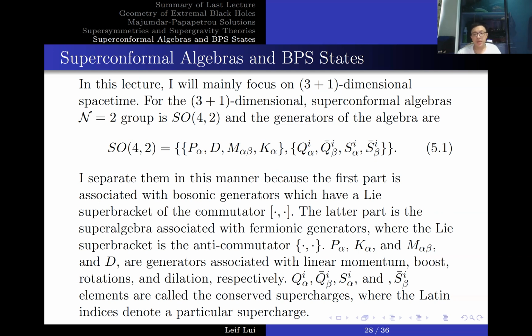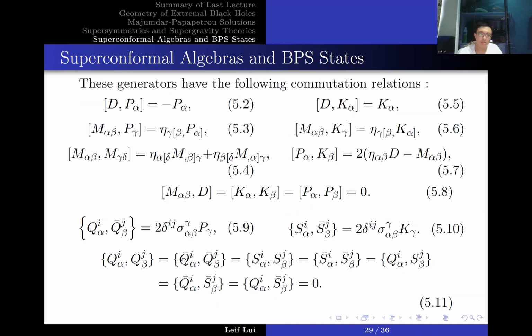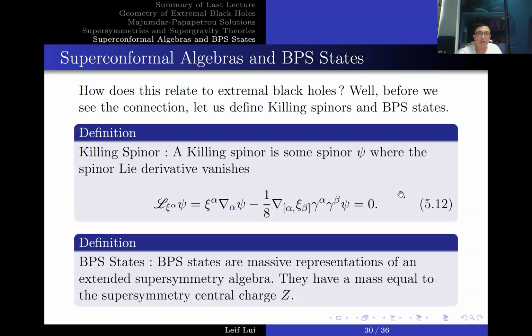This is why we call them superalgebras. P, K, M, and D are the generators associated with linear momentum, boost, rotation, and dilation. Whereas the Q and S supercharges are something called conserved supercharges. And here the Latin indices denote a particular supercharge. The generators have the following commutation relations, and I don't expect you to remember this, as you can search them up anywhere, but I just list them out here for reference. And the main question is, how does this relate to extremal black holes?